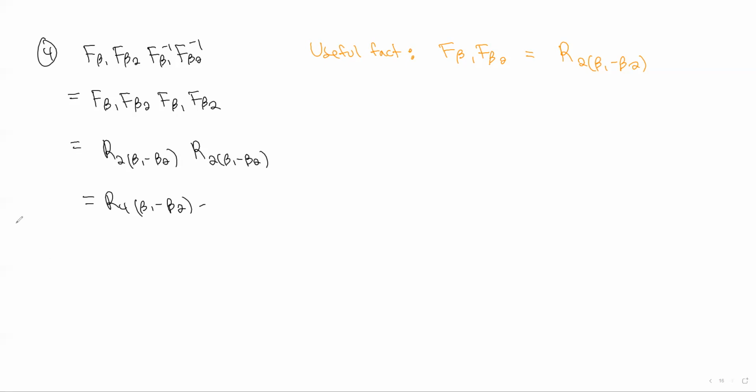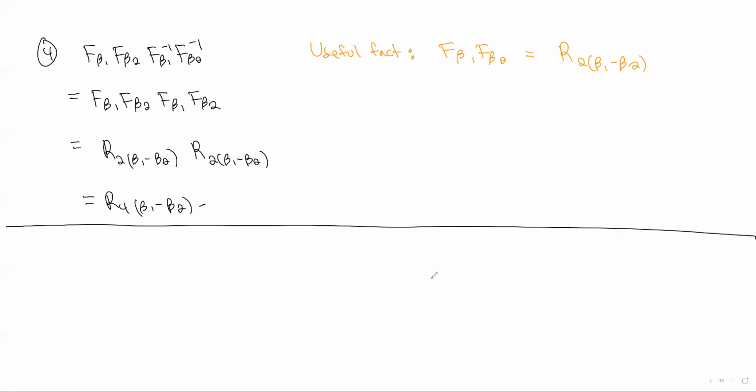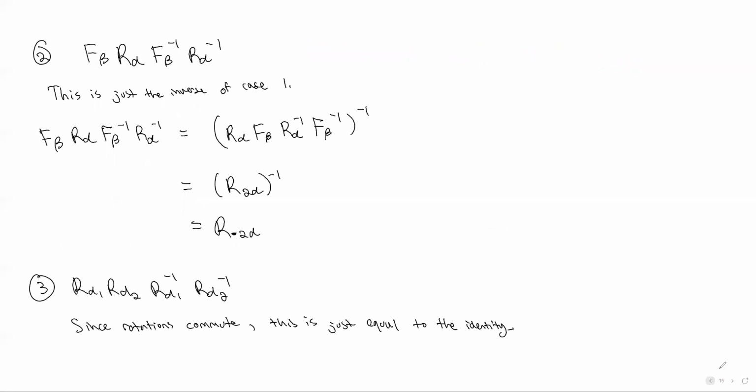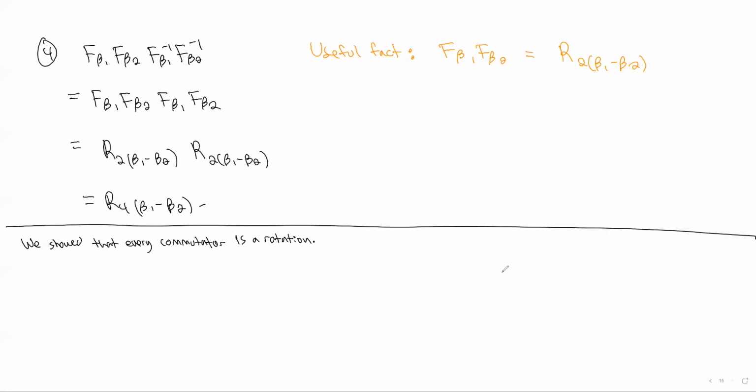So to actually do the proof now, we showed that every commutator is a rotation, right? We got a rotation in every case. We got the identity in case 3, but that's also a rotation.